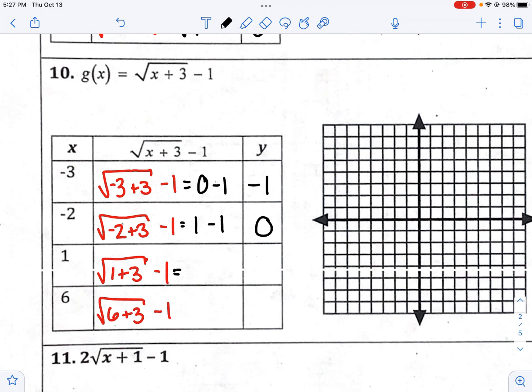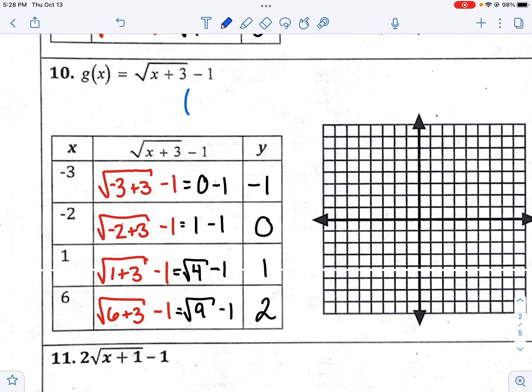1 plus 3 is 4, but you have to take the square root of 4. You have to take that square root. That's 2 minus 1 is 1. And the square root of 9 is 3 minus 1 is 2.